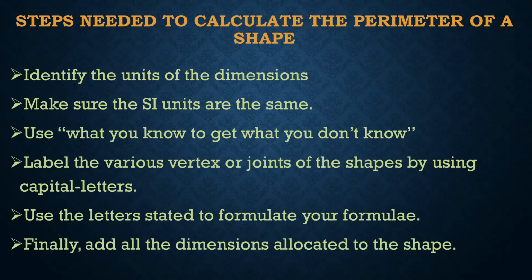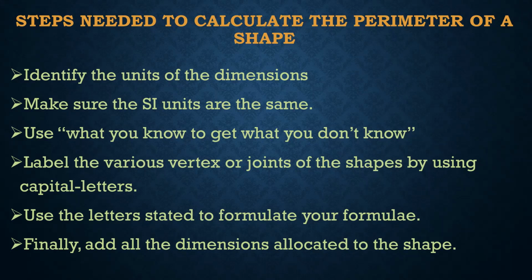You know the perimeter is the total distance around a given shape. So forming your own formula here will be: you add all the lines around the shapes. So you start with the line AB, or any letter that you choose, and then you add all the line segments before you do the substitution with the dimensions given. Finally, add all the dimensions allocated to the shapes.